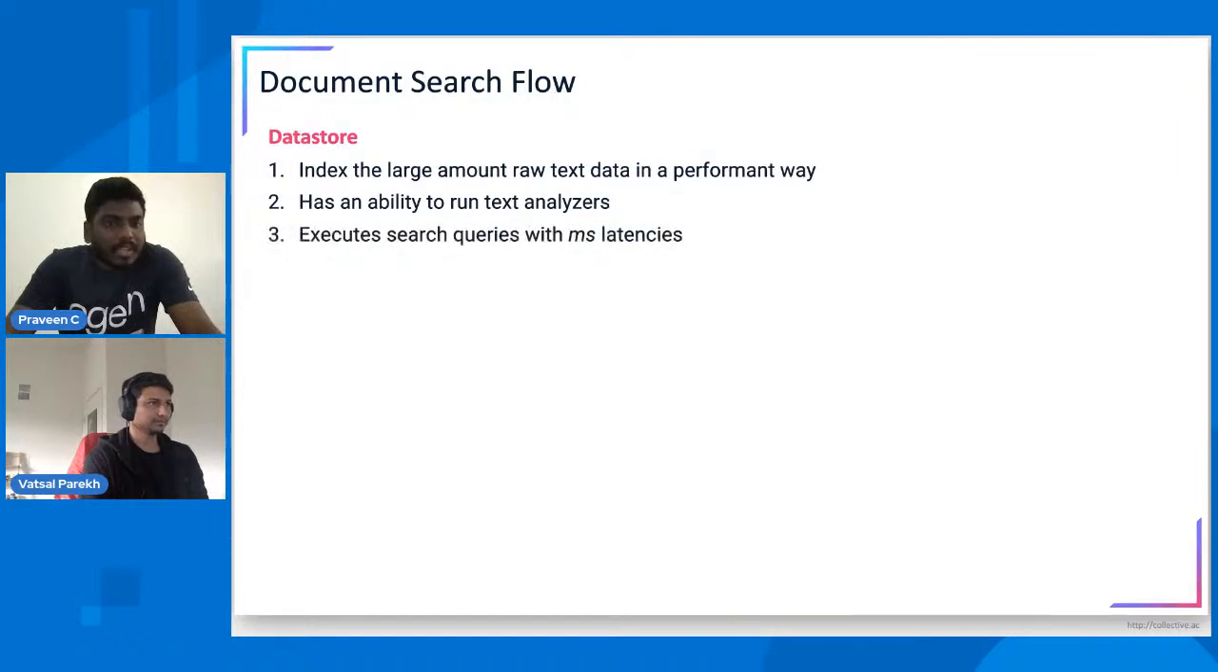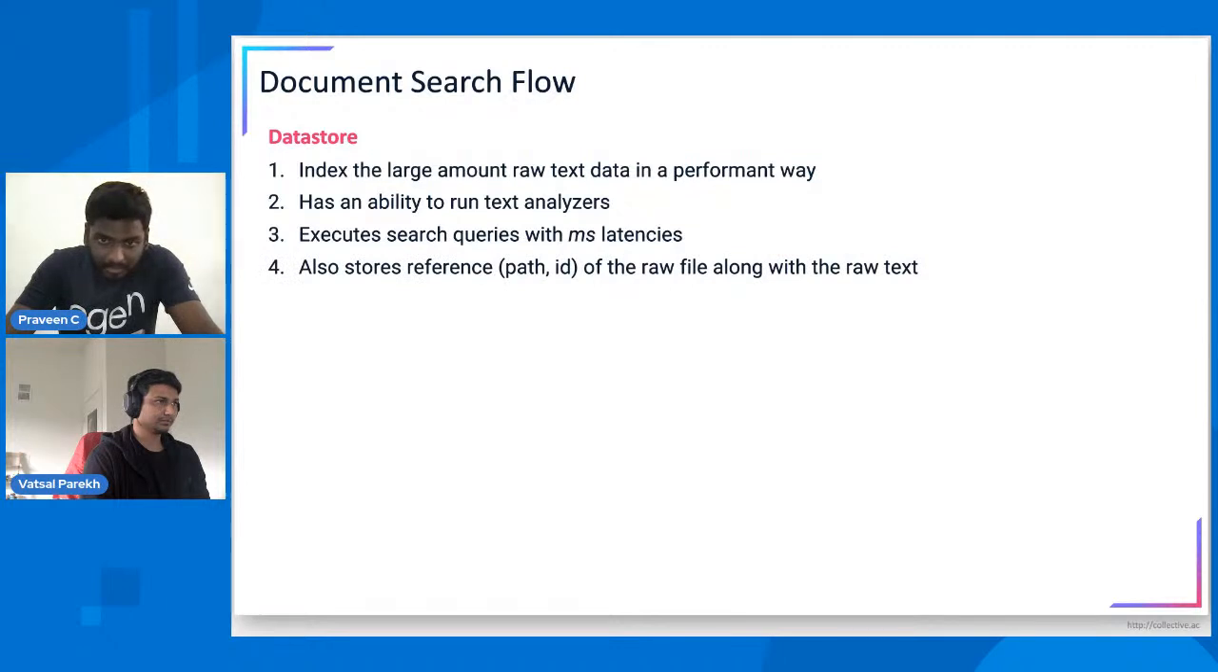When we hit a search keyword in the front end, it should run the query in milliseconds and give the document back to the user, right? That is also recommended. We also need the data store to hold the path and reference for the metadata of the original file text, which is stored in the blob storage.